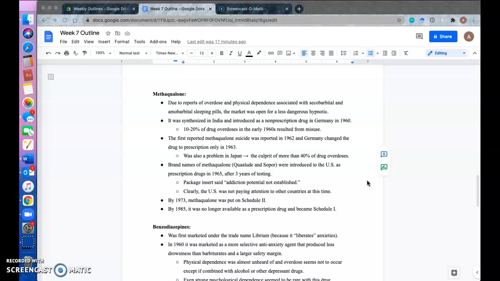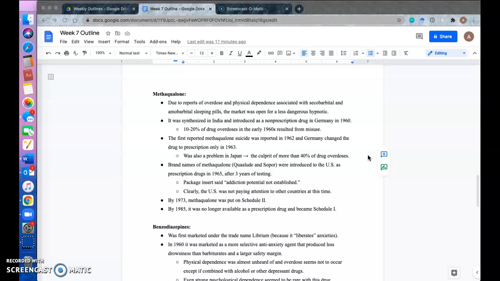10 to 20% of drug overdoses in the early 1960s resulted from misuse. The first reported methaqualone suicide was reported in 1962, and Germany changed the drug to prescription only in 1963. There was also a problem in Japan, as methaqualone was the culprit of more than 40% of drug overdoses there.